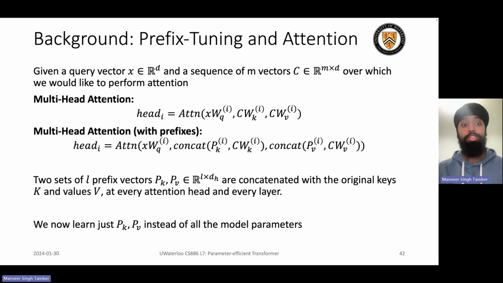But now multi-head attention with prefixes looks like this, where now the keys are actually the concatenation of the keys as they were before, but also now these prefixed keys. And same with the values: the concatenation of the values as they were before, but now with the prefix values. So two sets of L prefix vectors, P sub k and P sub v, are concatenated with the original keys and values at every attention head and every layer. And now we just have to learn P sub k and P sub v instead of all of the model parameters.